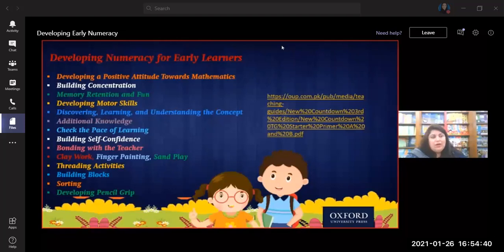Then how we can work on memory retention in a fun way. Also about developing their motor skills, how you can work on that. Discovering and learning and understanding the basic concepts. And then there is some portion of additional knowledge. Checking the pace of learning, how children are performing and how we are able to inculcate the basic fundamental concepts as far as early literacy of mathematics is concerned.